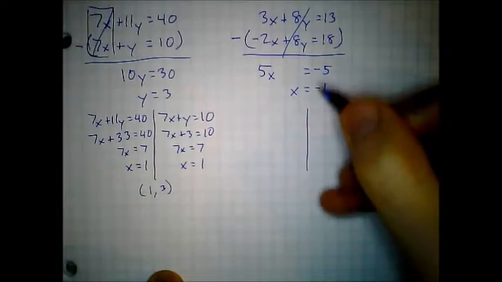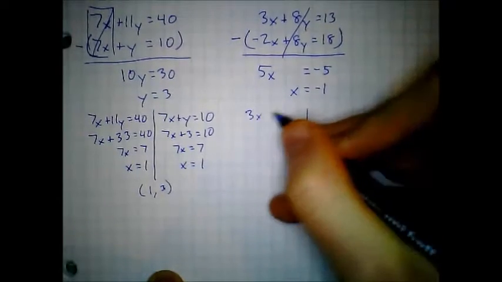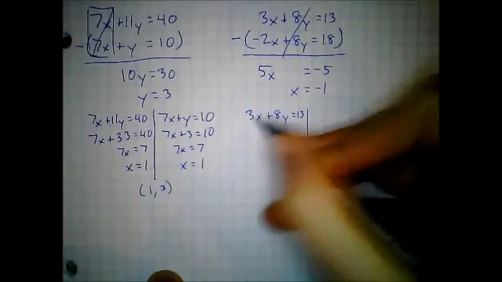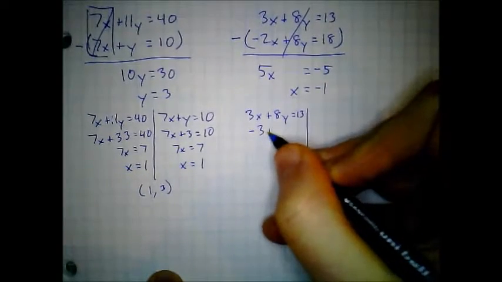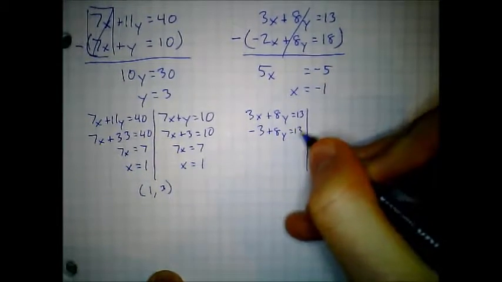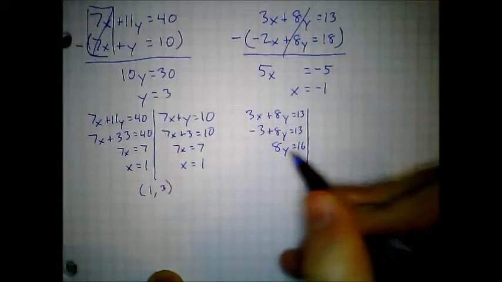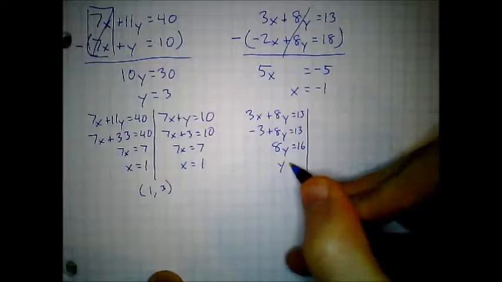Now we substitute negative 1 back in for our x's. We have our first equation, 3x plus 8y equals 13. So we do 3 times negative 1, which is negative 3, plus 8y equals 13. Add 3 to both sides. 8y equals 16. Divide both sides by 8 and get y equals 2.